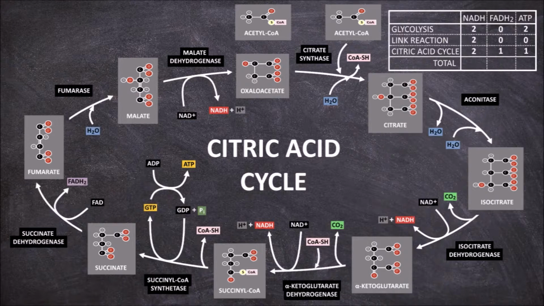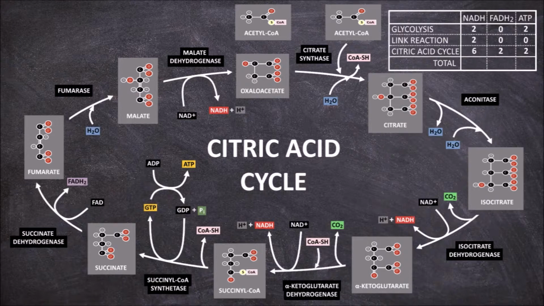This step produces an NADH, taking our net total for 1 acetyl-CoA molecule to 3 NADH, 1 FADH2, and 1 ATP. So far, we have had 1 acetyl-CoA go through the citric acid cycle, but we have 2 acetyl-CoA molecules per glucose molecule, so this cycle would go through twice.